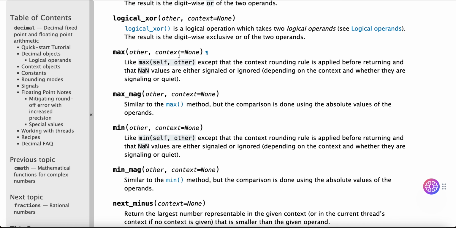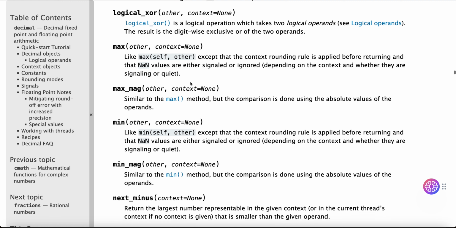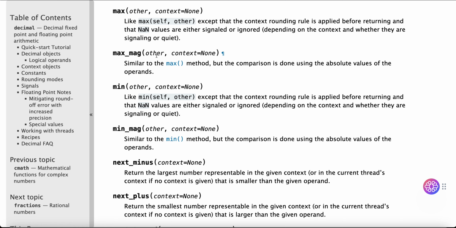max, other, context is equal to none. Like max(self, other), except that the context rounding rule is applied before returning and that NaN values are either signaled or ignored, depending on the context and whether they are signaling or quiet. max_mag, other, context is equal to none. Similar to the max method, but the comparison is done using the absolute values of the operands.